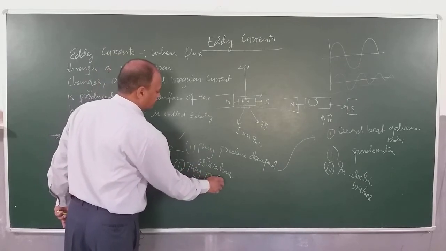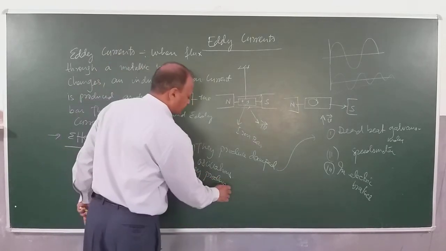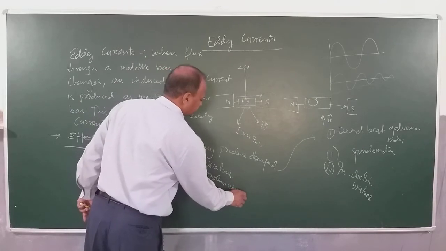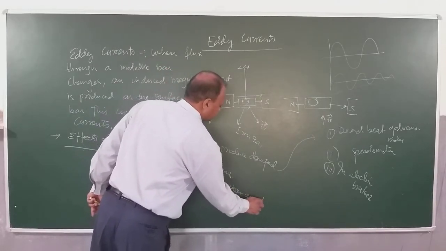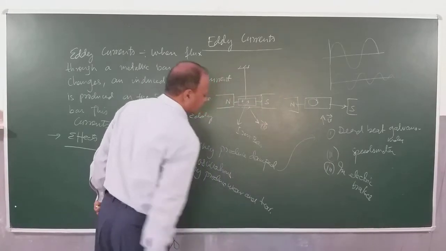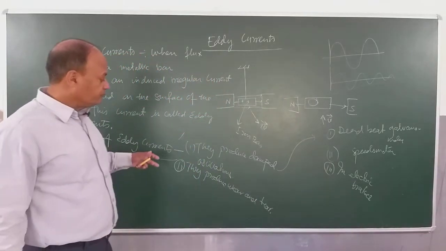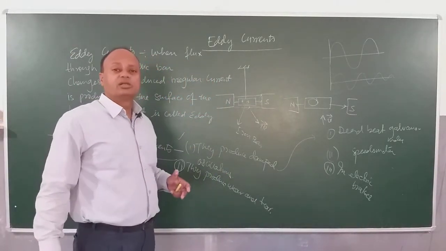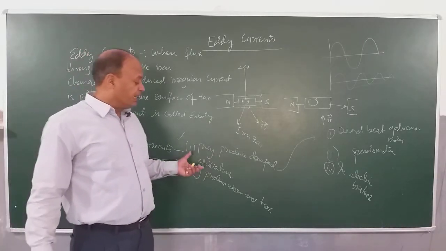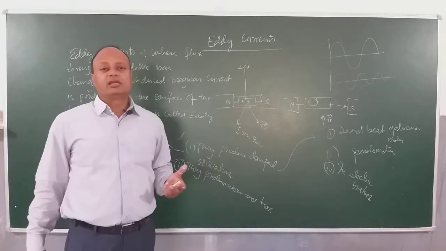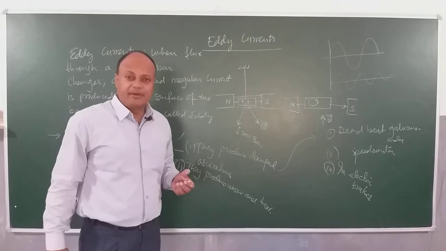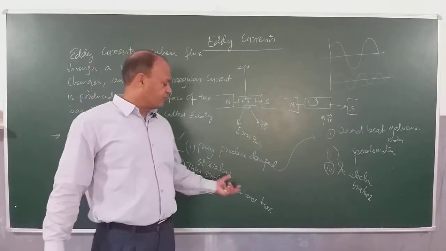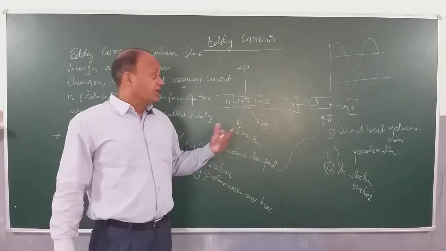Then we have, they produce wear and tear. Meaning eddy currents cause damage to the material of which the bar is made up of. Okay, so we call it wear and tear.